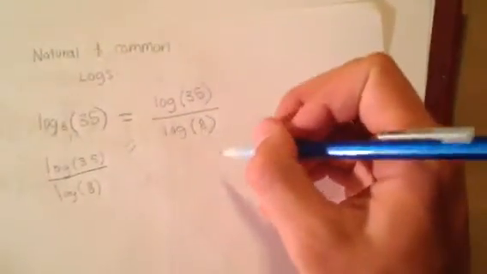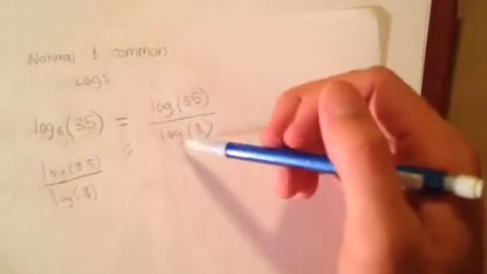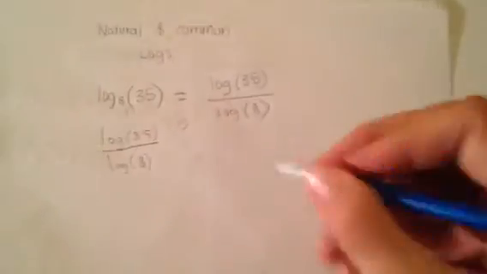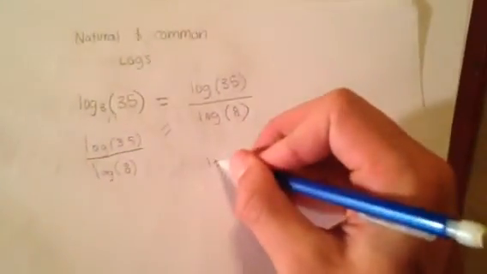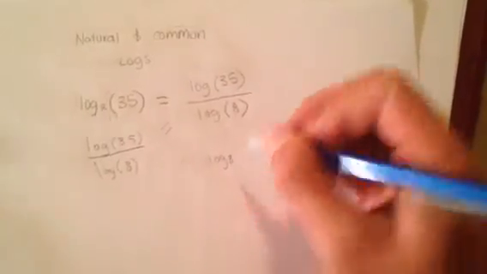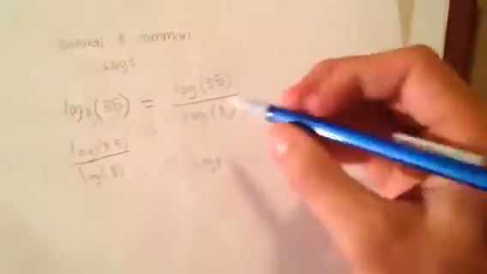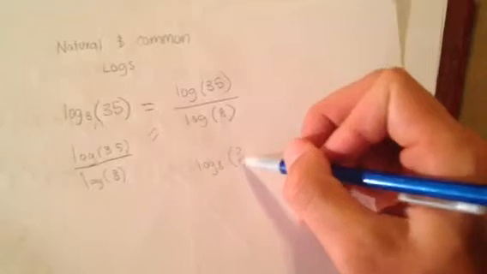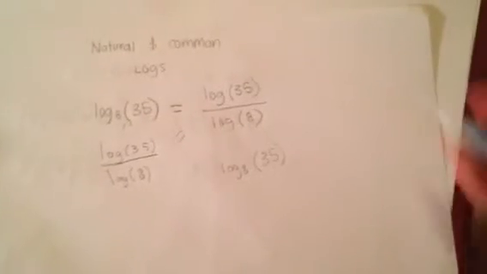To go back, you just do the one that's on the bottom. That's going to be, oh my bad, log base 8, since it's on the bottom, and it's divided by, like right here, and then whatever number is on the top, that's going to be in the parentheses. And that's how you do natural and common logs.